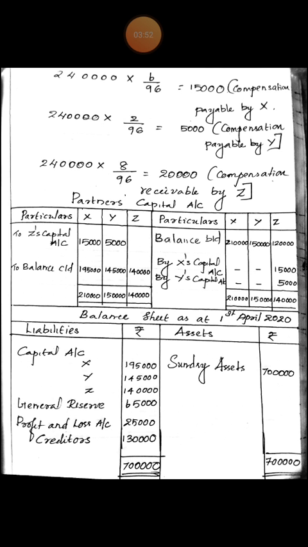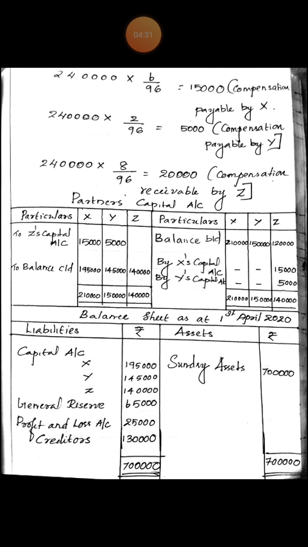Next, calculation of compensation. Compensation payable by X: 2,40,000 into 6/96, where 6/96 is the share gained by X, that is rupees 15,000. Then Y: 2,40,000 into 2/96, where 2/96 is the share gained by Y, that is rupees 5,000. So the compensation payable by X is 15,000 and by Y is 5,000. Next, compensation receivable by Z: 2,40,000 into 8/96, that is rupees 20,000.